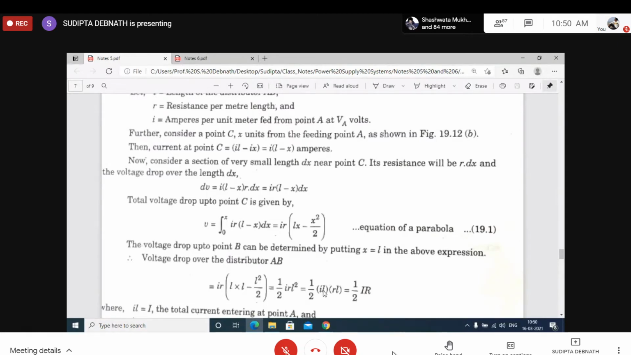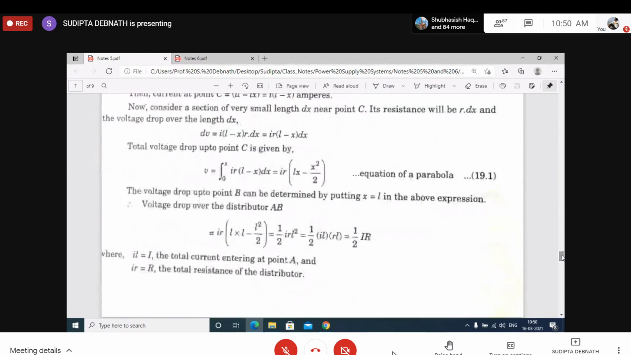So what is the voltage drop? Total voltage drop in the distributor is half of I into R. I is the total current entering at point A and capital R is the total resistance of the distributor. So is it clear up to this point? Yes, ma'am. Okay.